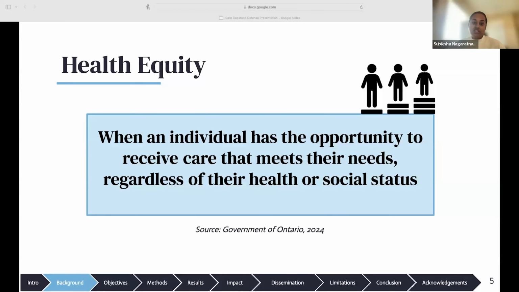Health equity is achieved when an individual has the opportunity to receive care that meets their needs, regardless of their health or social status. In this way, it removes circumstantial differences between individuals that can impact one's health.